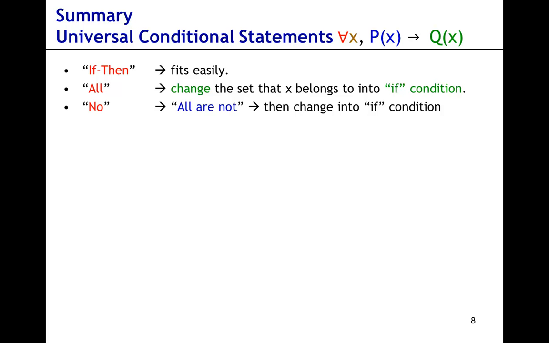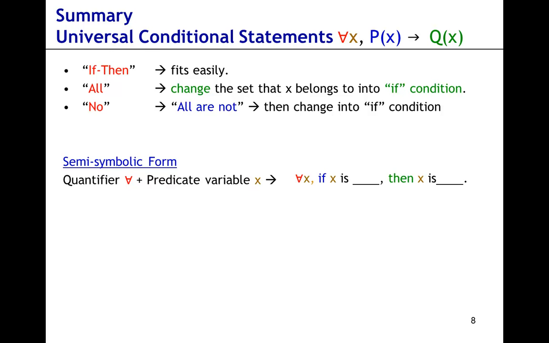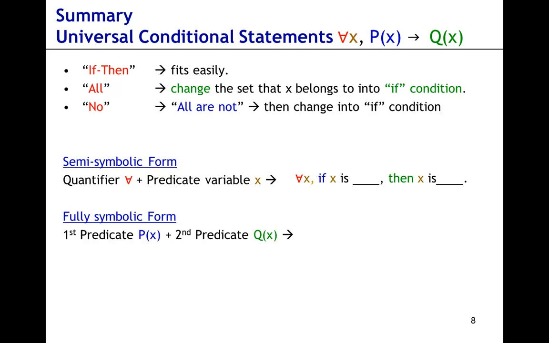To get to the semi-symbolic form, introduce the quantifier and the predicate variable for all x. In order to get to the form, for all x, if x is something something, then x is something something. To get to the fully symbolic form, introduce two predicates, P of x and Q of x. In order to get to the form, for all x, if P of x, then Q of x.